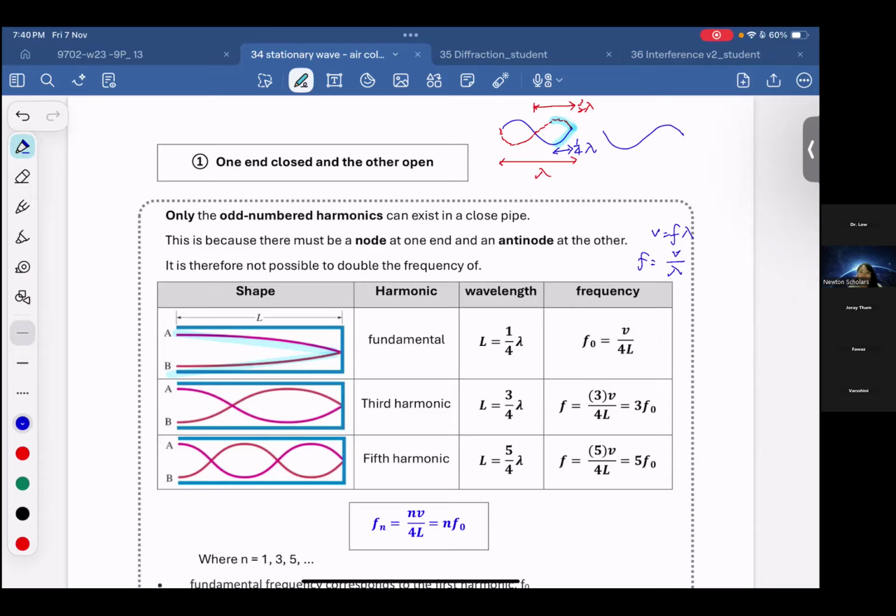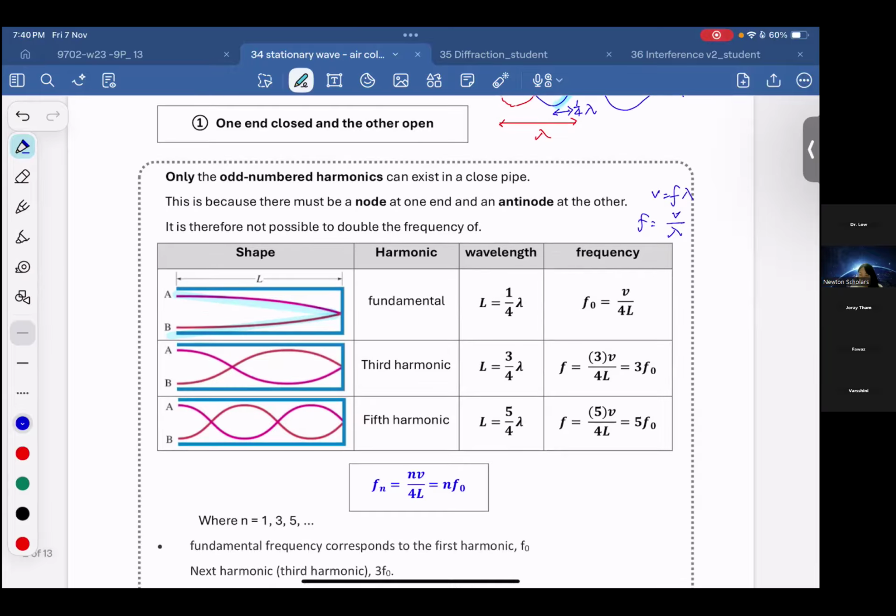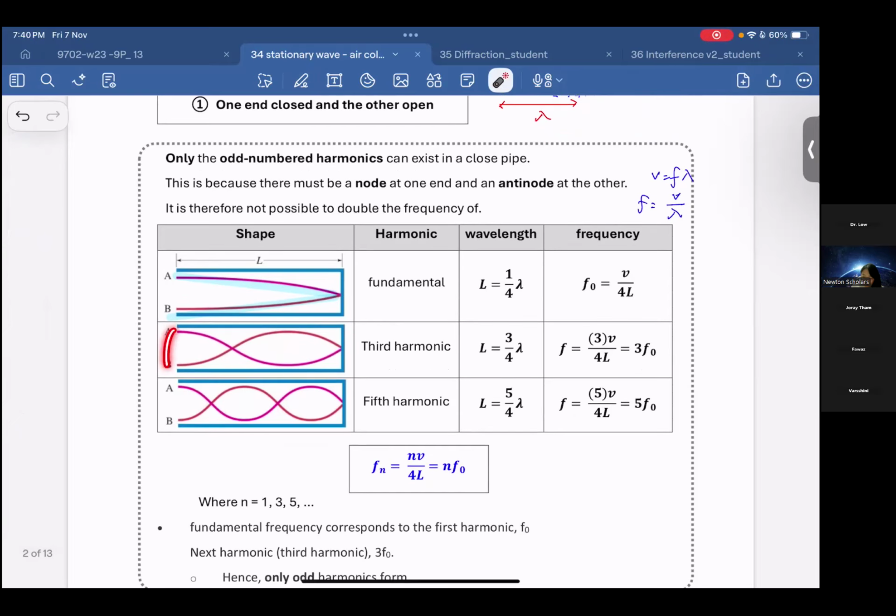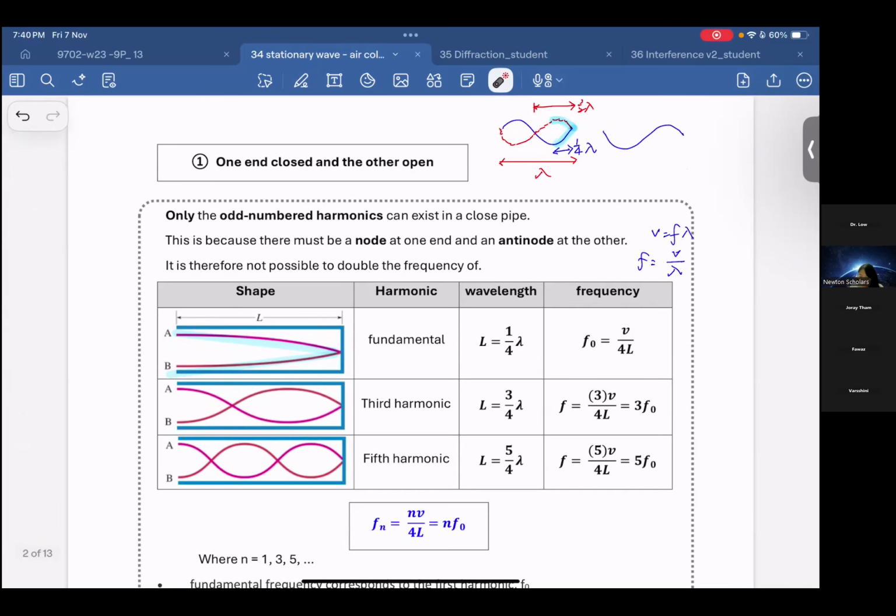This is the fundamental frequency. Now we look at the second pattern that may be formed. We adjust the frequency and so on. Then we get this, because we need to fulfill that here must be an antinode and here must be a node. So this is the pattern we get. How many wavelengths is this? According to my diagram, it goes like this, go here. So this one is 3/4 wavelength.